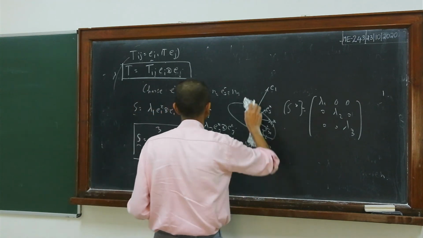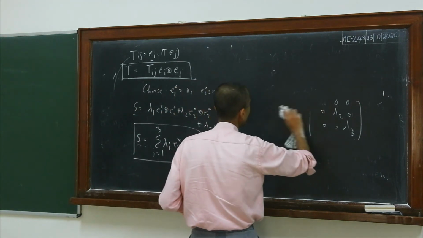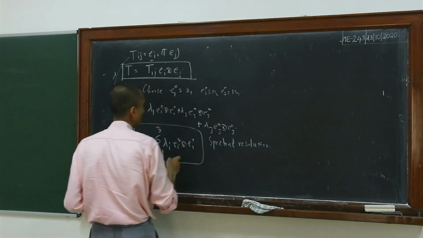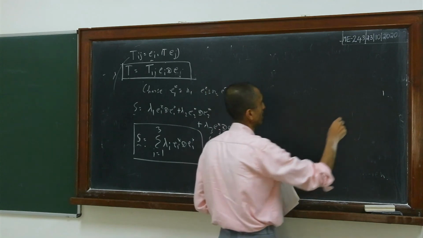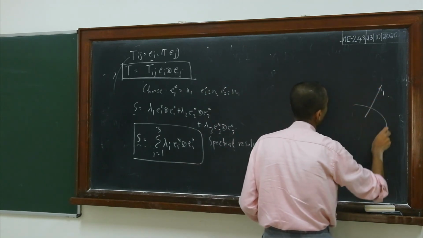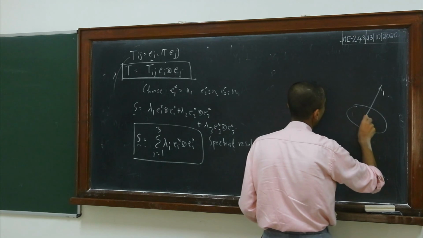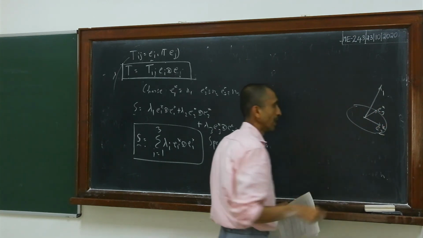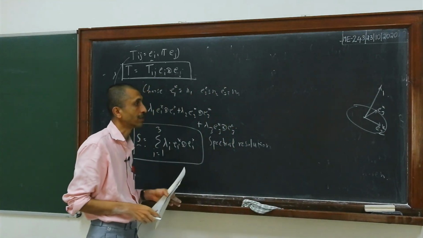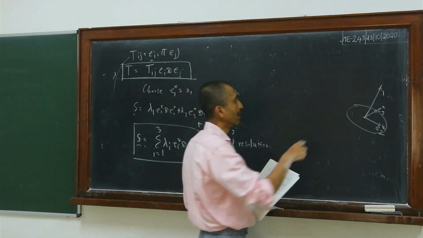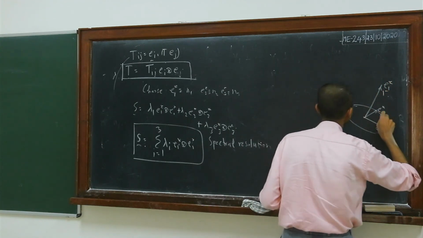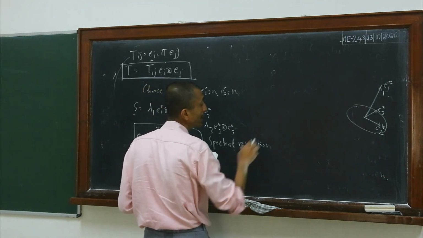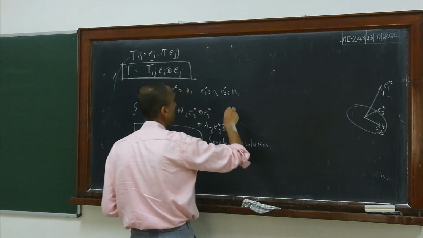Let us now show that this spectral resolution is unique. That is actually a very surprising fact, because we have already seen that in the case of repeated eigenvalues, E2 star and E3 star are not unique in the plane. They can be any two vectors in the plane perpendicular to E1 star. But what we will see is that even in this case, the spectral decomposition is unique. So let us look at this.